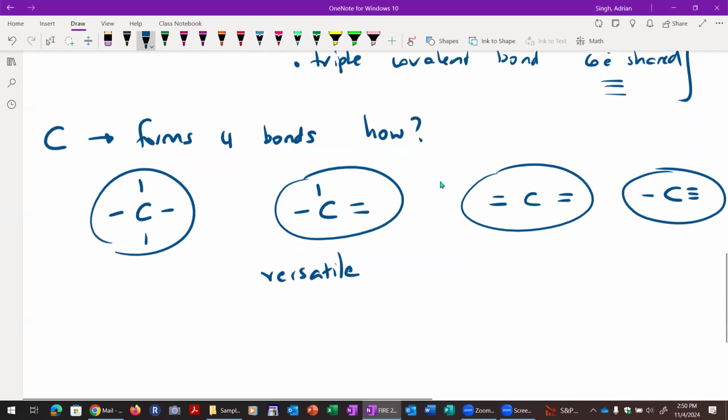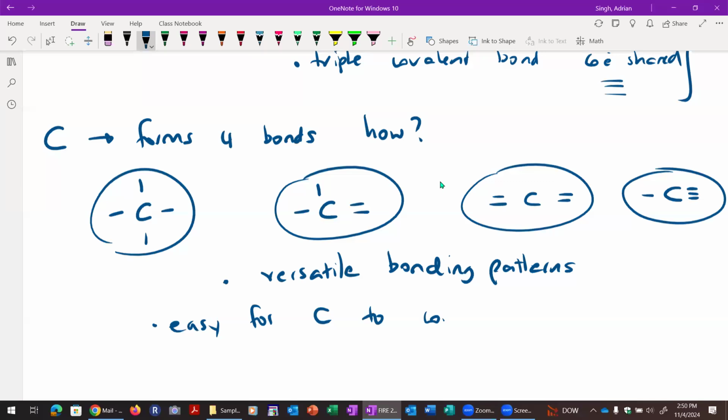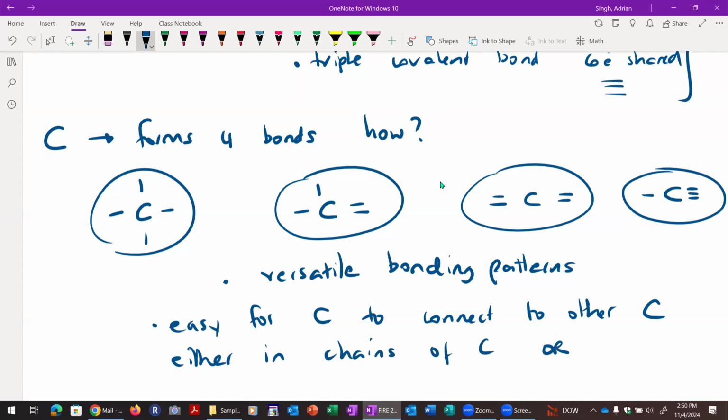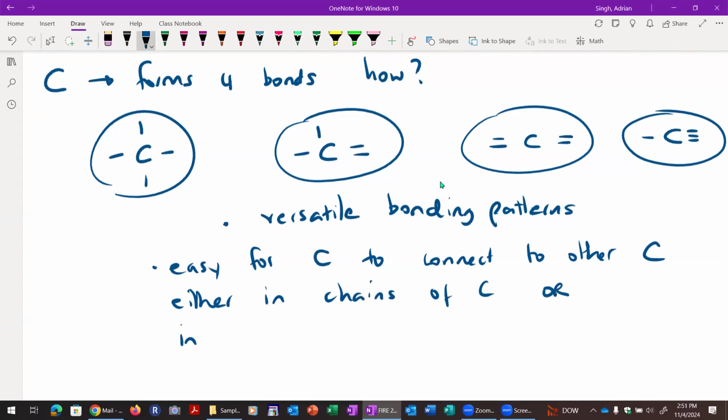And also what this means is that because it can participate in a variety of bonding patterns, say versatile bonding patterns, it's very easy for carbon to connect to other carbons, either in chains of carbon or in rings or cycles.